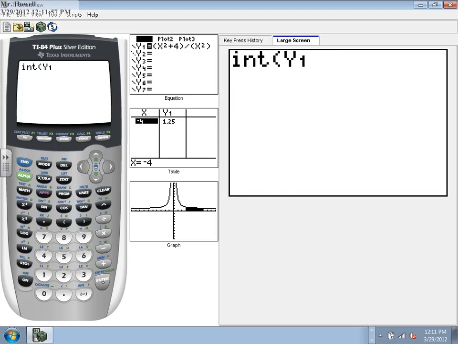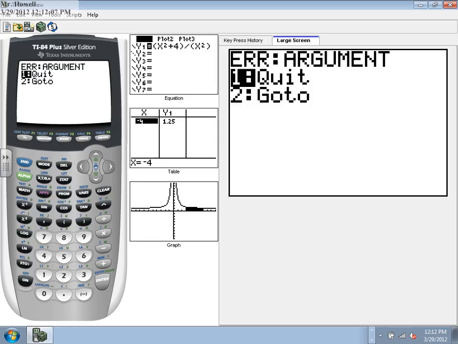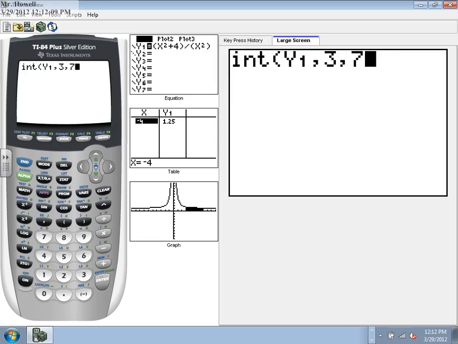There's y1. I want to integrate from where to where? 3 to 7. I think it's just 3 comma 7. We might need an x in there. If this doesn't work, it means we need an x. Let's see. Hit go to. It'll show me where to go. So I need to probably put an x at the end to show them integrating with respect to x.